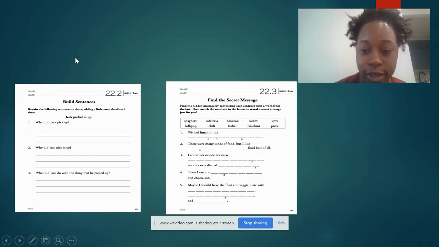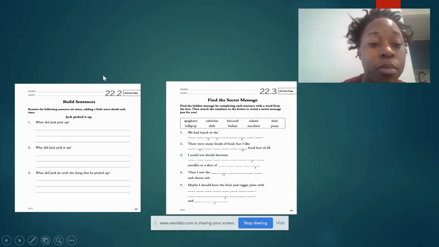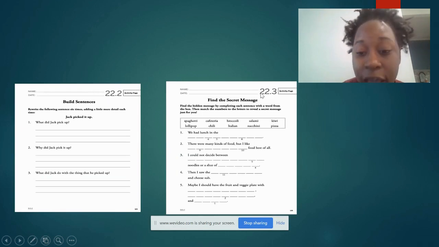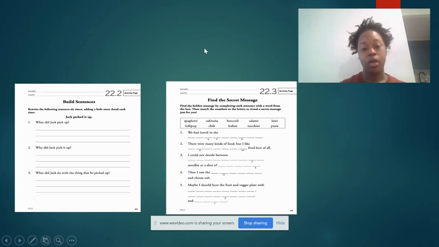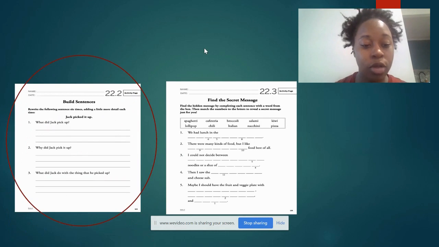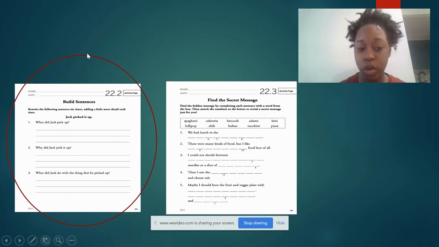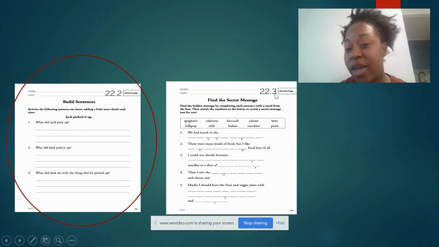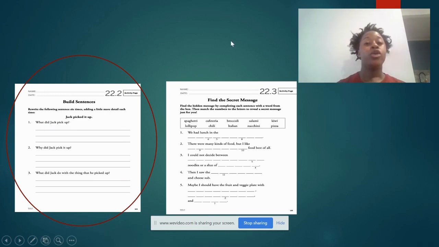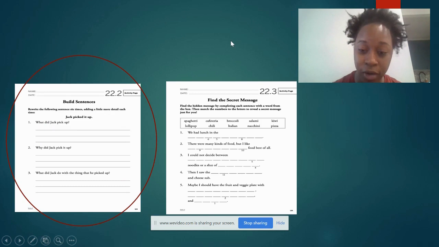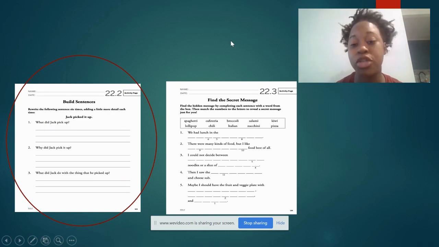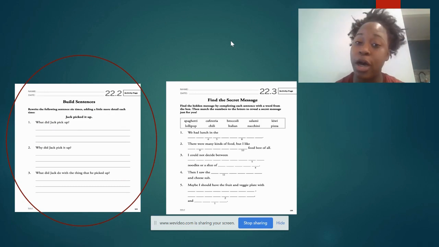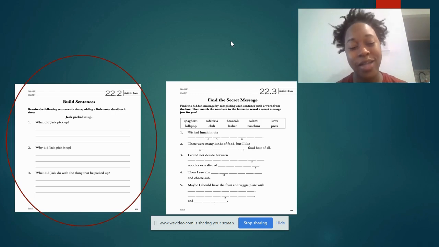For your exit pass today, you are going to complete page 22.2 and 22.3. However, you only need to upload 22.2 to Class Dojo. Only 22.2 needs to be uploaded. I trust that we're going to show integrity by still completing 22.3, although we don't have to upload it. You can go ahead and stop the video now to complete 22.2 and 22.3. Be sure to upload 22.2 to Class Dojo.